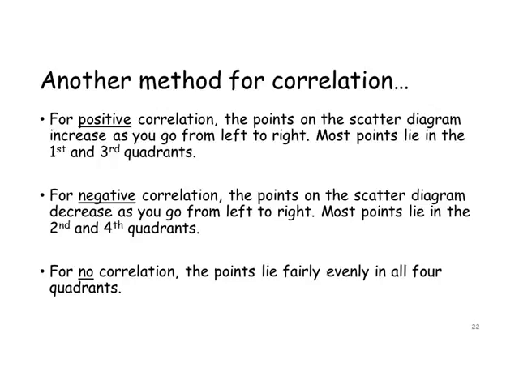And here is a quick summary. For positive correlation, most of the points are in the first and third quadrants. For negative correlation, most of the points are in the second and fourth quadrants. And for no correlation, the points are fairly evenly spread over the 4 quadrants.